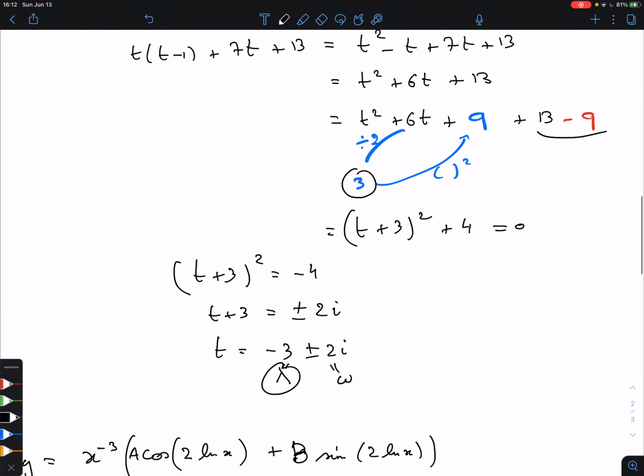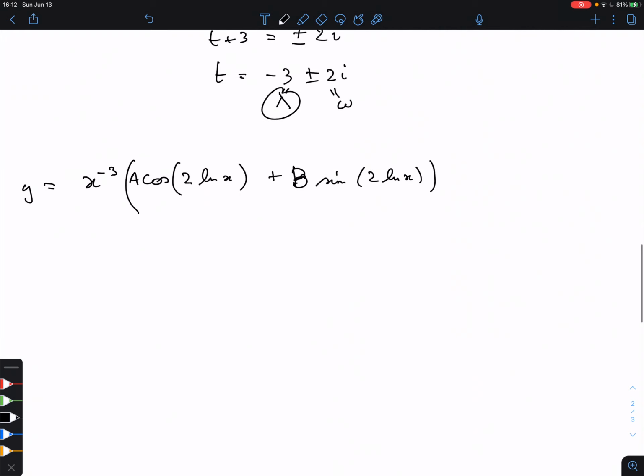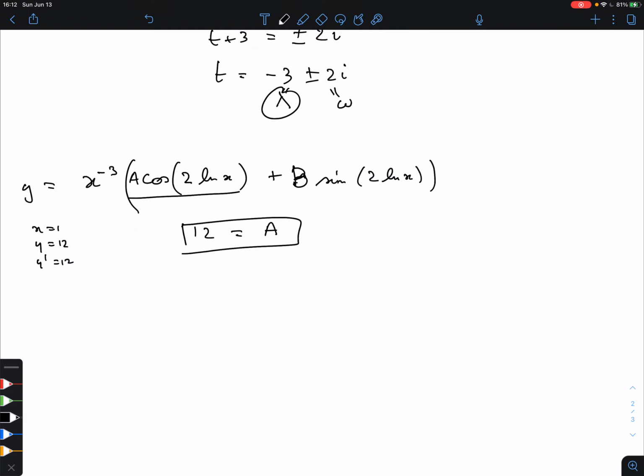We had an initial condition, there was 12 in both, right? So if x is 1, then y is 12, and y prime was also 12. We know that any power of x at 1 is 1, and the ln of 1 is 0. So the only term that survives is the cosine of 0. So that is 12 equals a, that's it. So 12 is a.